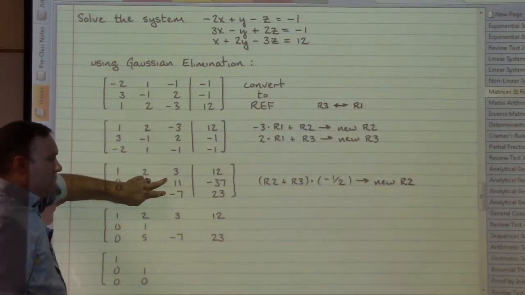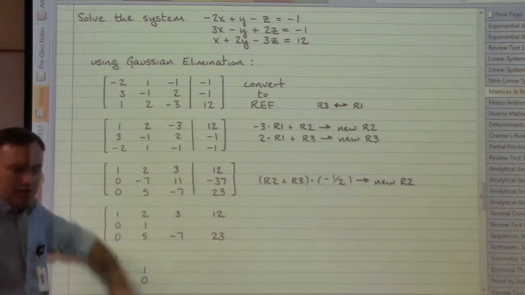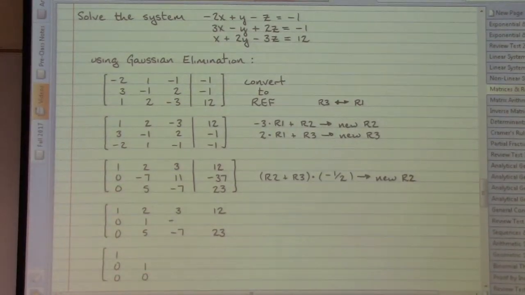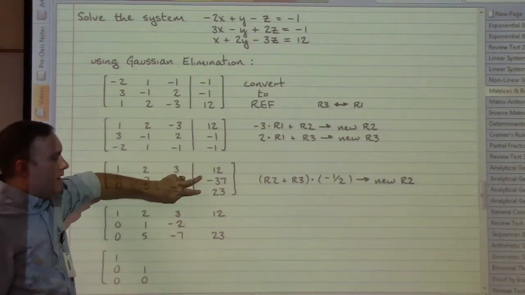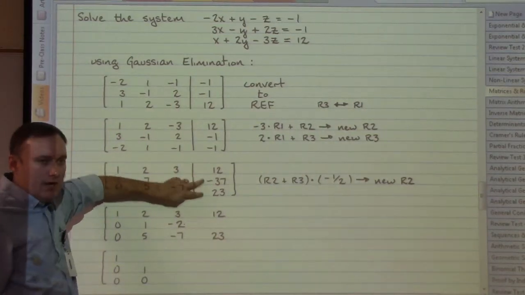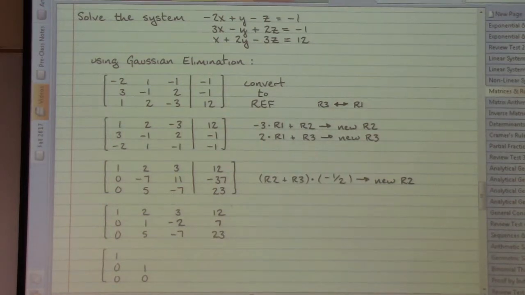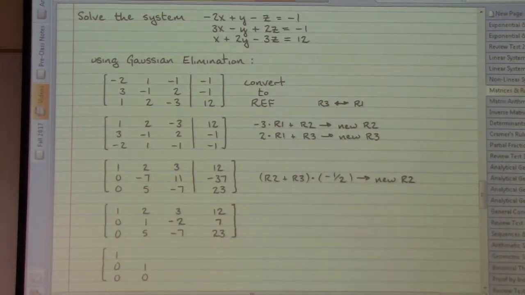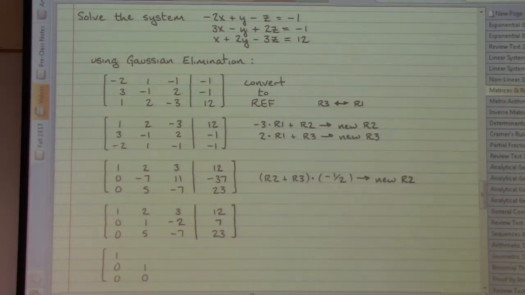11 plus -7 is 4. Times -1/2 is a -2. -37 plus 23 is -14. Times -1/2 is a +7. I have managed to do what I needed to do without actually introducing fractions in the mix. Thank goodness.